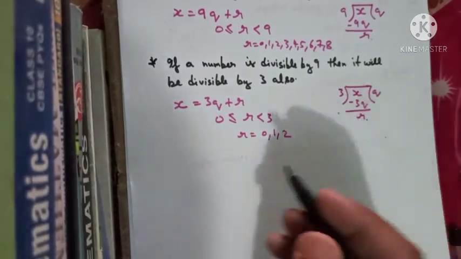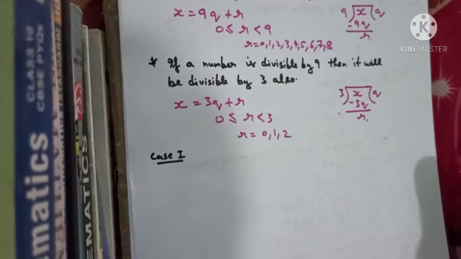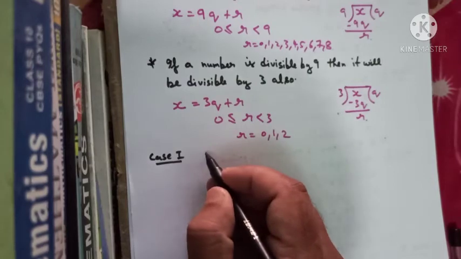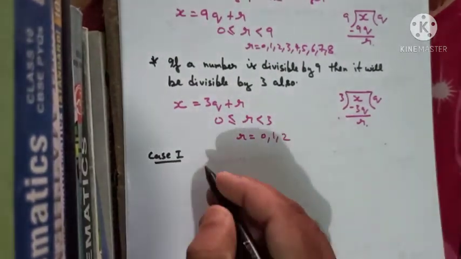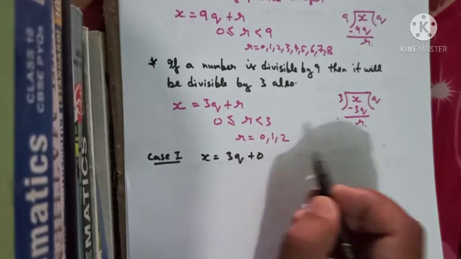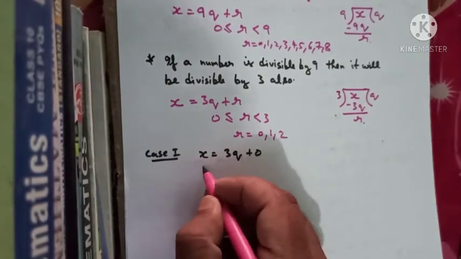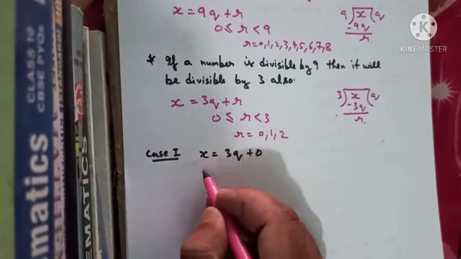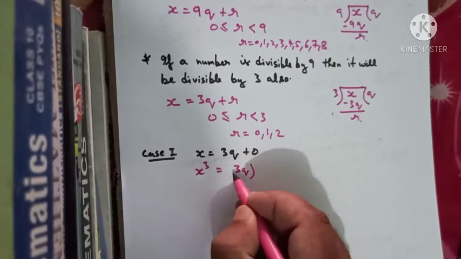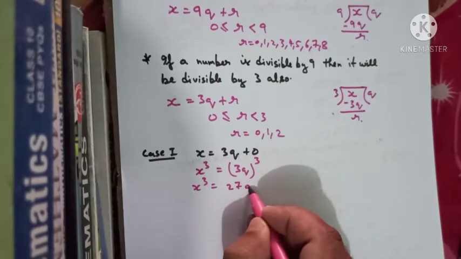Case 1, when the remainder is 0, so now we can write the value of x will be equal to 3q plus 0, or simply 3q also. Now since we have to take the cube, if the number x is equal to 3q, then what will be the cube of the integer x? It will be 3q whole cube, that is x cube will be equal to 27q cube.